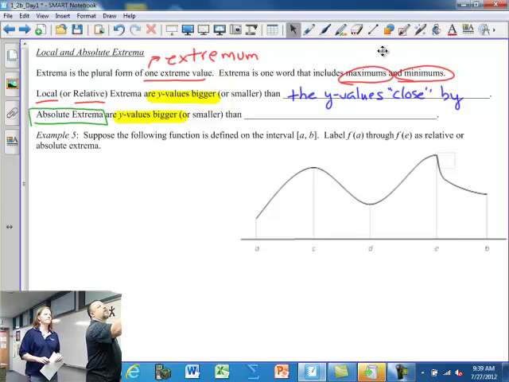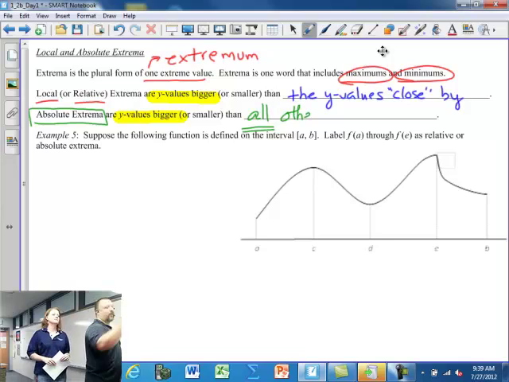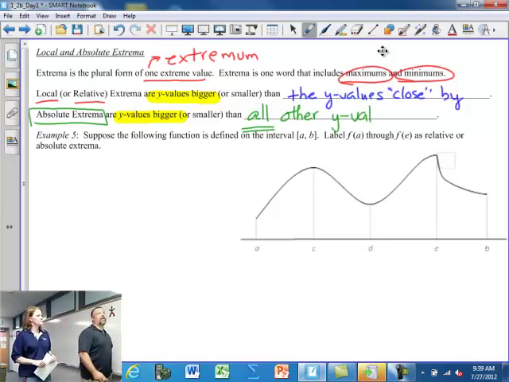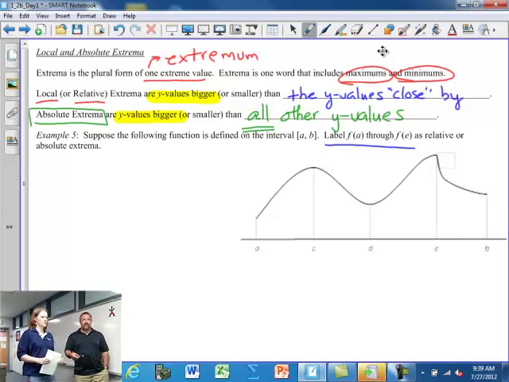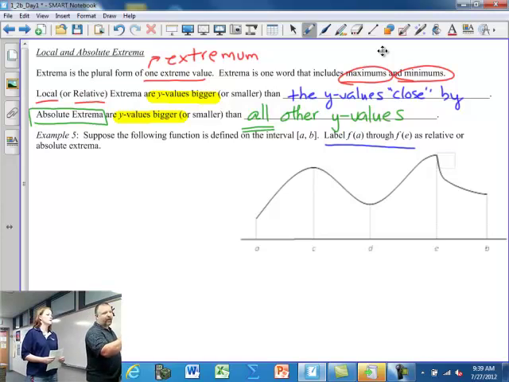So they're bigger or smaller than all the other y values on the function. And again, we're specific to what's on the function. Okay, so we're going to label these real quick. When we read the directions, it says label f of a through f of e, because those are actual y values. They're not the a's, the b's, the c's, the d's, the e's. Those are x values. Yes, that would be increasing, decreasing intervals if we needed those.